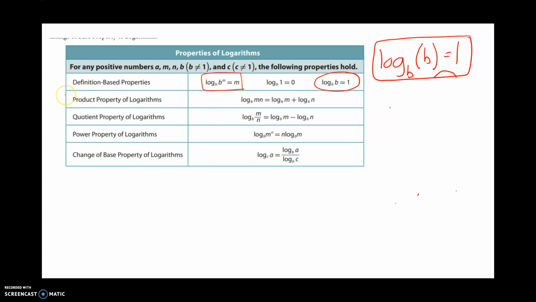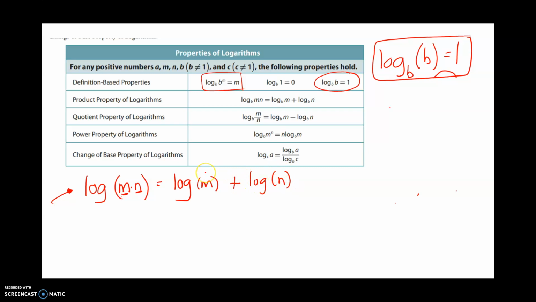First, I want to look at the product property. So it's telling us that if I have a log, I'm going to leave the base off. If I leave the base off, what does that make this log? Makes it the common log base 10, doesn't it? But I'm just going to leave the base off because I don't want to keep writing b. So the log of something times something else. Two factors multiply together, get a product. You can expand this log into log of m plus log of n.